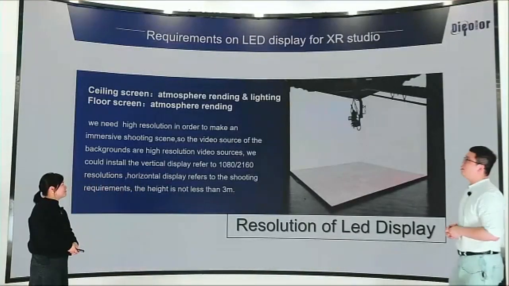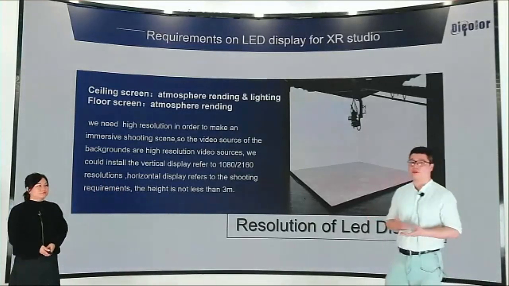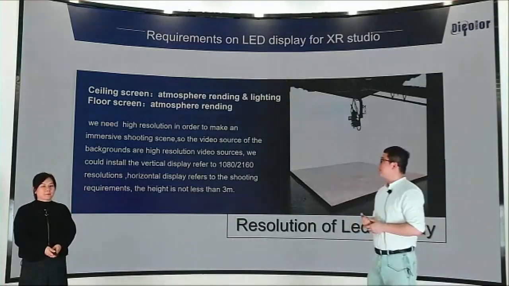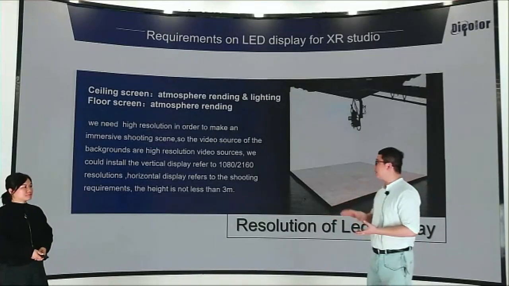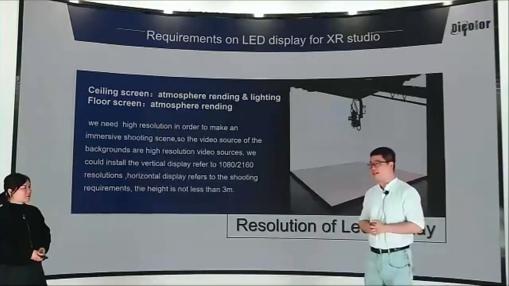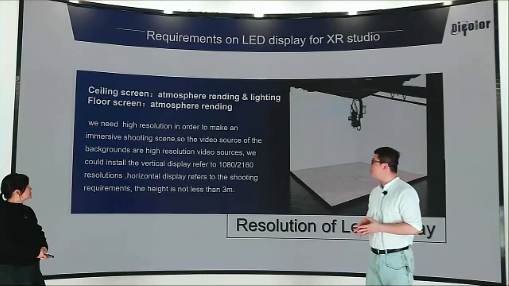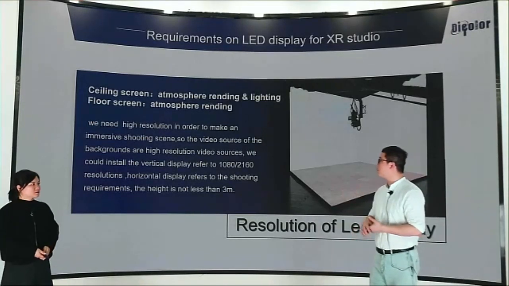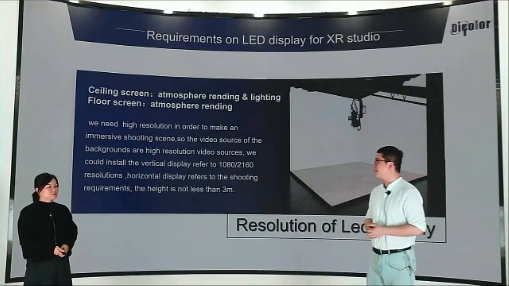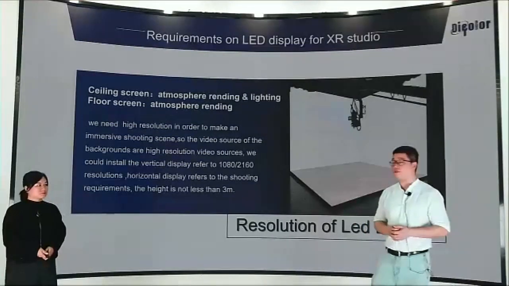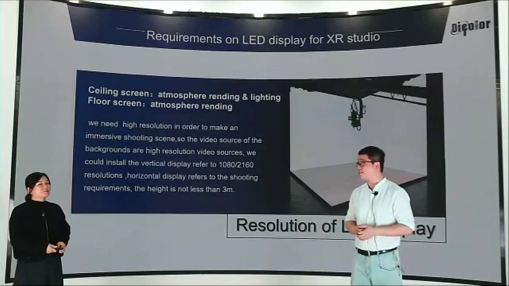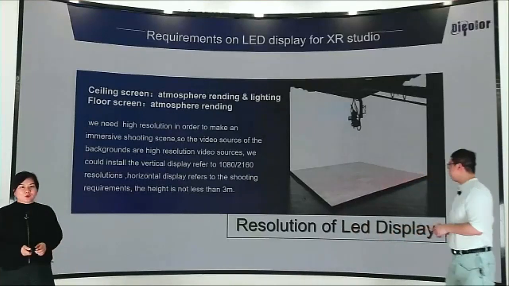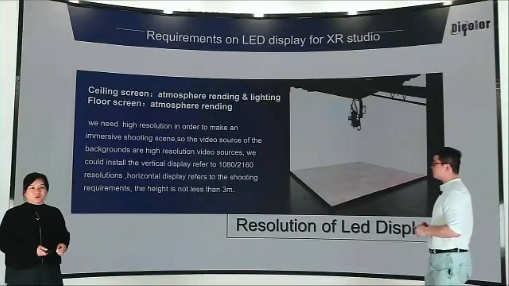Okay, here, we need high resolutions in order to make an immersive shooting scene. So the video source of the background are high resolution video source. We could install the vertical display referred to 1080 or 2160 resolutions, which is about 2K or 4K vertical resolutions. And horizontal displays refer to the shooting requirement. The height is no less than 3 meters. Yeah, so this is quite a high requirement for the XR Studio LED screen.